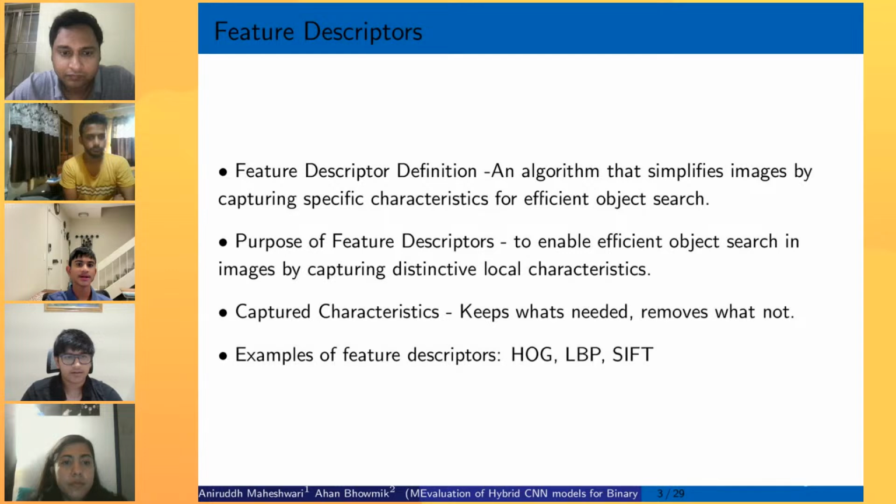So, feature descriptors are algorithms which simplify images by capturing specific characteristics for efficient object search. In an image, there's a lot of noise, saturation, brightness, and many unnecessary factors. So, a feature descriptor algorithm keeps what's needed in the image and discards what's not. Examples of feature descriptors are HOG, which we are using, and LBP, as well as SIFT, which stands for Scale Invariant Feature Transform. Next slide.